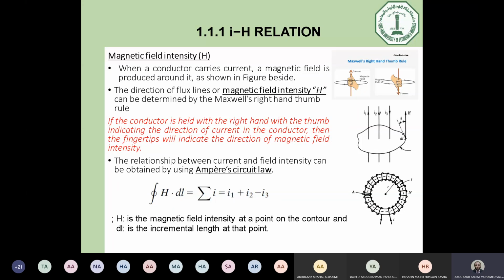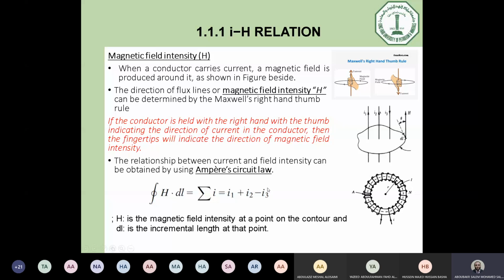What is the relation between current and flux intensity? This is what is called Ampere's circuit law. In Ampere's circuit law, it is stated here that the closed integral of H dl equals the summation of currents. Now, assume that we have different directions of currents like that.